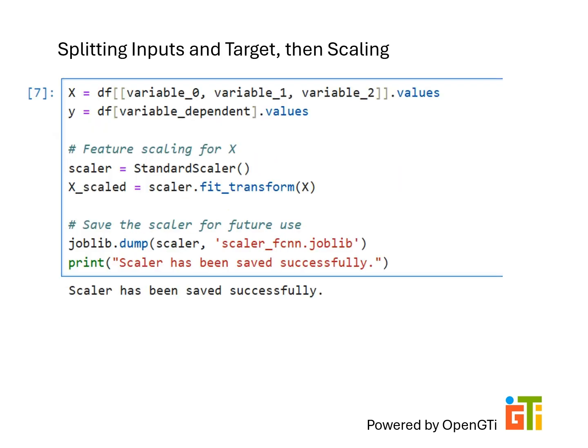In this step, we isolate our independent variables into X and our dependent variable into y. Because many machine learning models, especially neural networks, perform best when features are on a similar scale, we use a standard scaler to normalize our inputs. We fit and transform X, then save the scaler using joblib.dump so we can reuse it later for prediction.